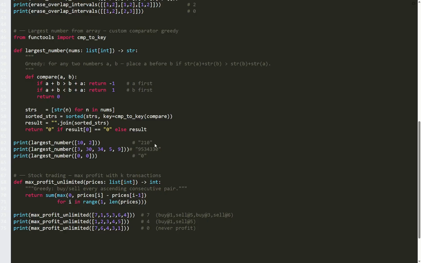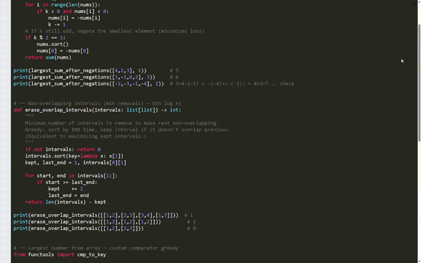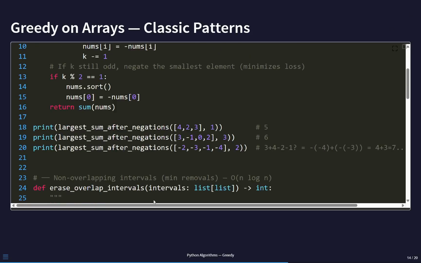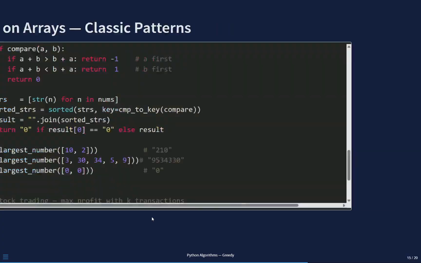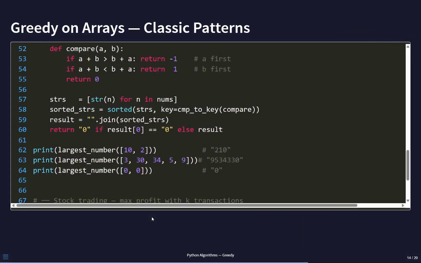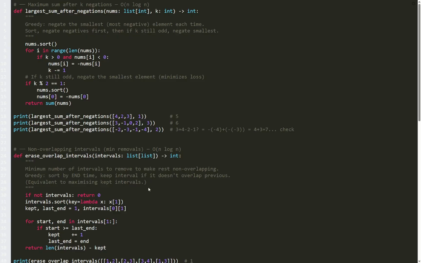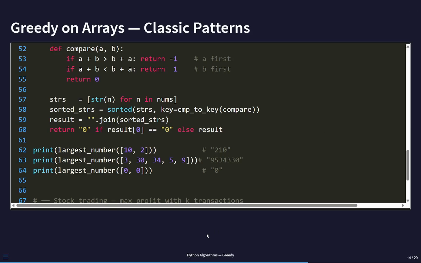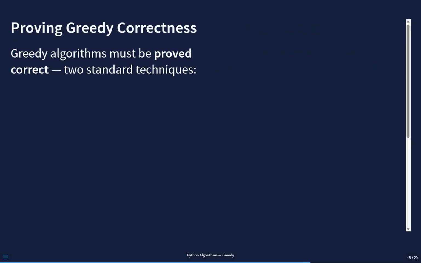Stock Trading with unlimited transactions. Buy and sell on any day, but you can hold only one position at a time. The greedy insight for unlimited transactions: sum every positive day-over-day price increase. You don't actually buy and sell, you capture every upward tick. For 7, 1, 5, 3, 6, 4, gain 4 on day 2 to 3, gain 3 on day 4 to 5, total 7.